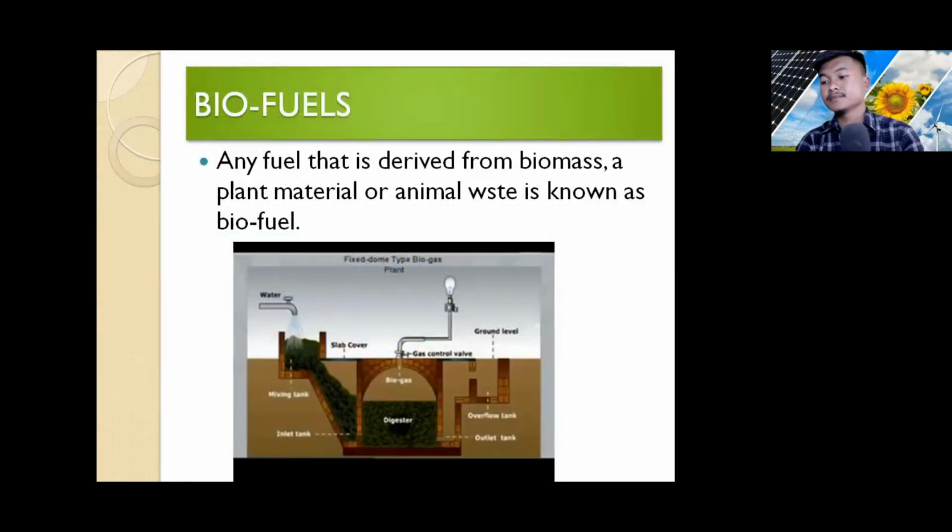And lastly, there are biofuels. When we say biofuels, it is a type of fuel that is derived from biomass, plant material or animal waste. It is produced by the breakdown of organic matter in the absence of oxygen, and this biogas is a clean and easily controlled source of renewable energy like solar and wind energy from organic waste materials. It can be produced from regionally available raw materials and recycled waste and is environmentally friendly.